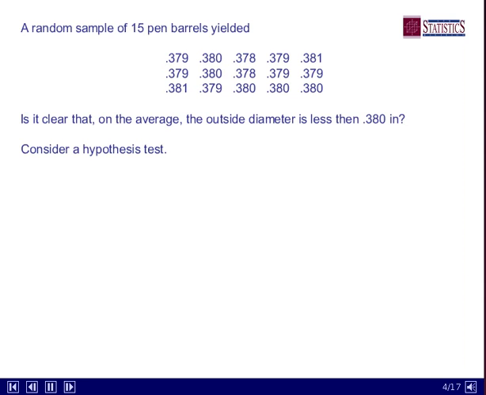So let's consider a hypothesis test. Our first step would be to state the hypotheses. In our example, the null hypothesis is that we are on target, or equal to 0.38, and in particular, we are only concerned with whether it is shifted down and our outside diameters are too small.